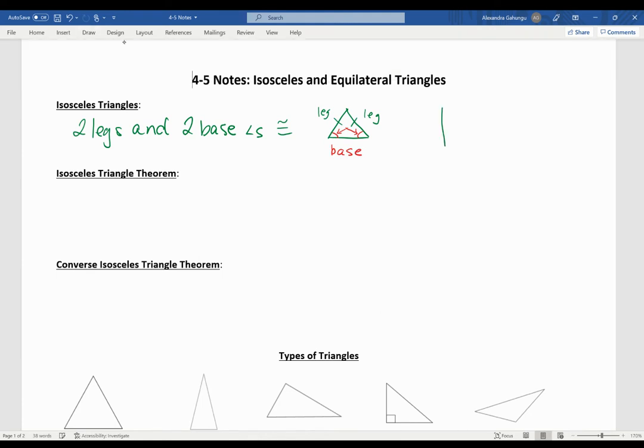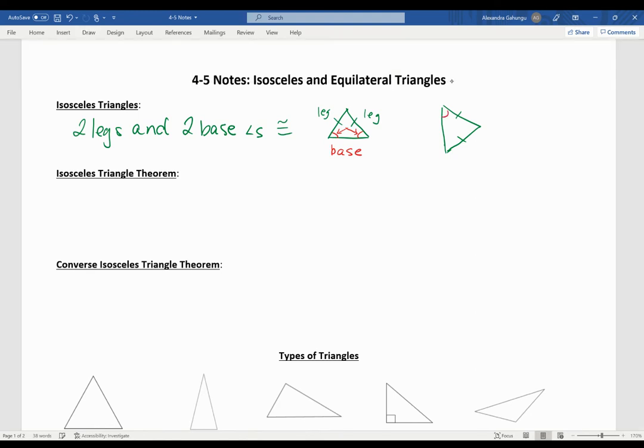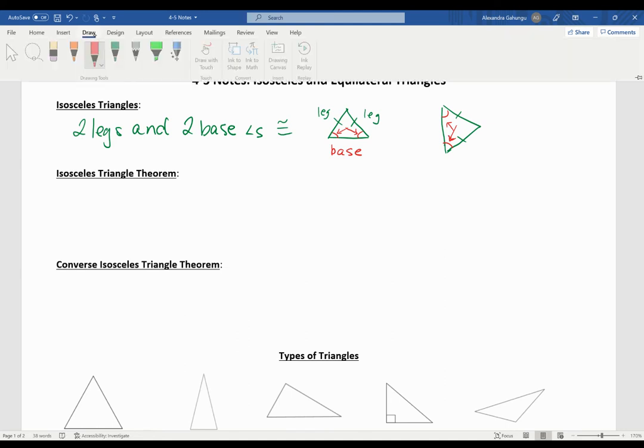And then it can also be on its side, kind of like that, where the legs are still congruent and the base angles over on that side, now that we're looking across from the congruent sides this way, are also congruent.